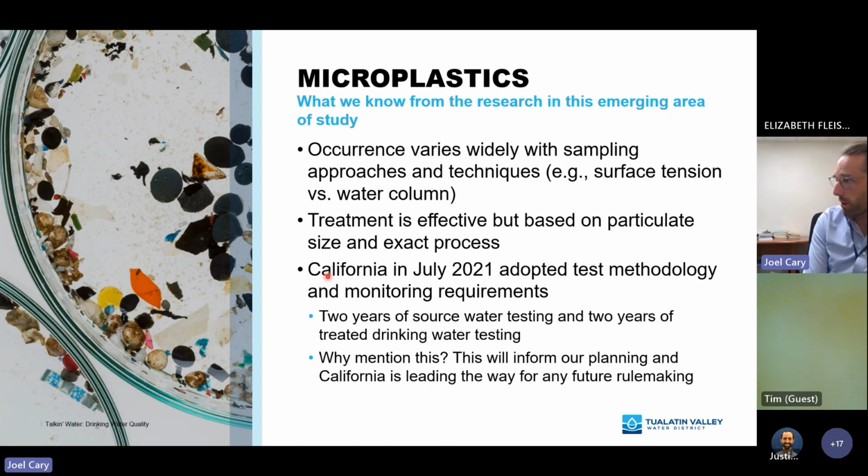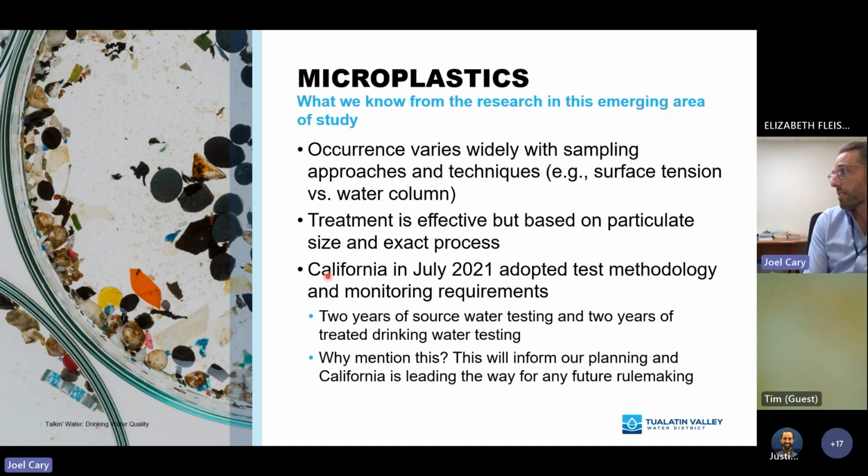What we do know so far is that occurrence can vary quite widely based on what you're looking at. So sampling, just understanding how they occur in the environment, whether or not they're on the surface of a water body or in the water column, can vary greatly. So I point this out because, again, there's still a lot of uncertainty for how you even do this in terms of accurately monitoring and quantifying what you're seeing.